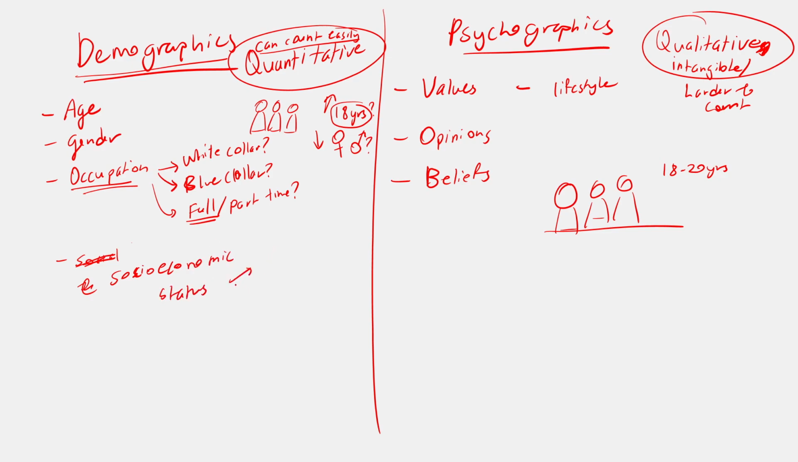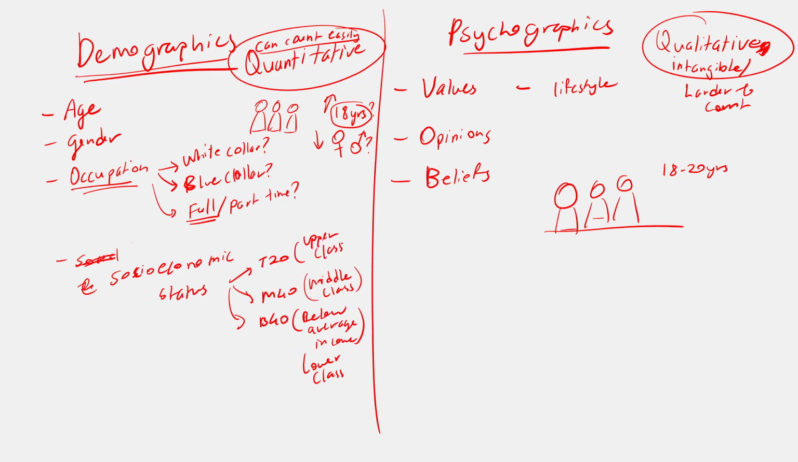So whether you are in Malaysia, we have T20, M40, and B40. So these are below average income, this is the middle class, and this is the upper class. The lower classes are basically people who are kind of poor, then the middle class, and then the upper class. So there's B40, M40, and T20.